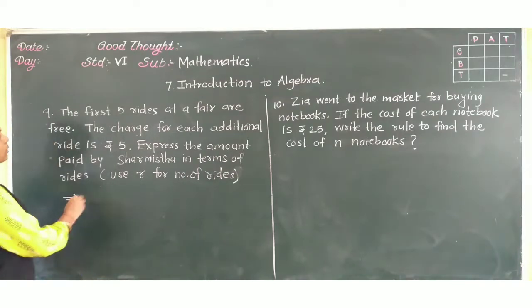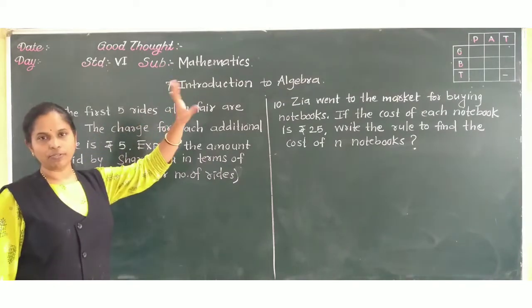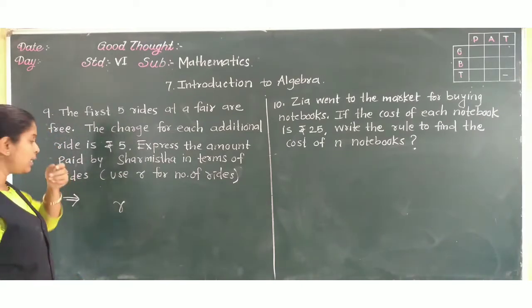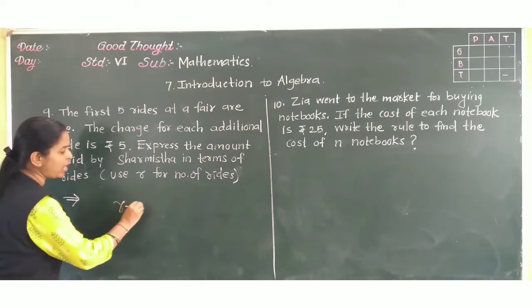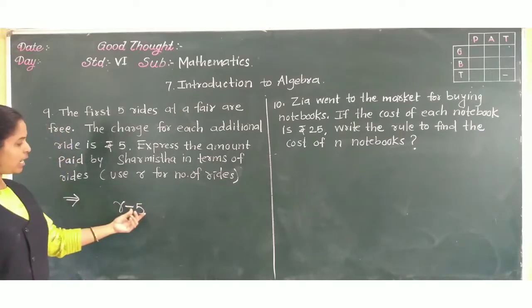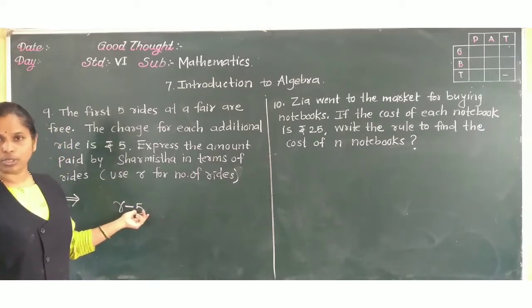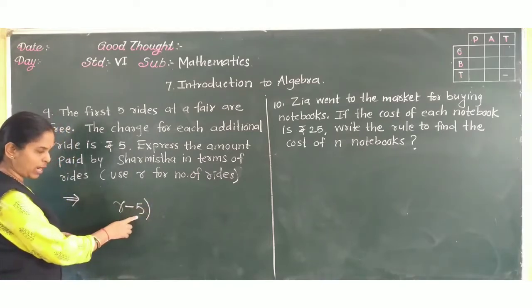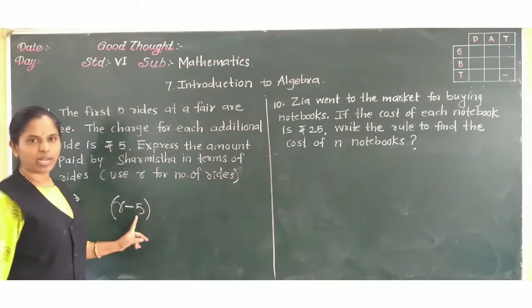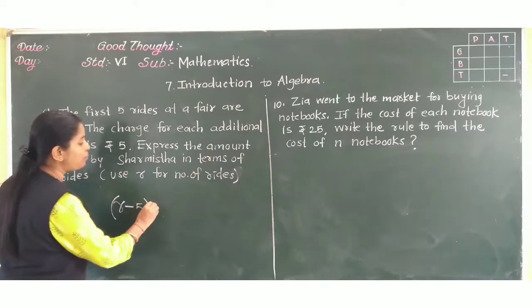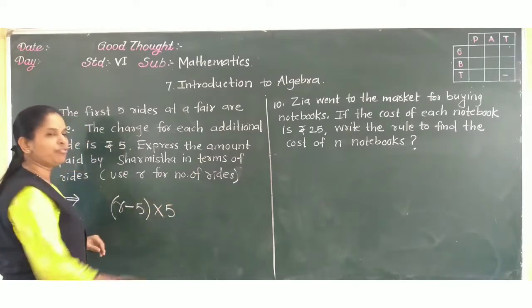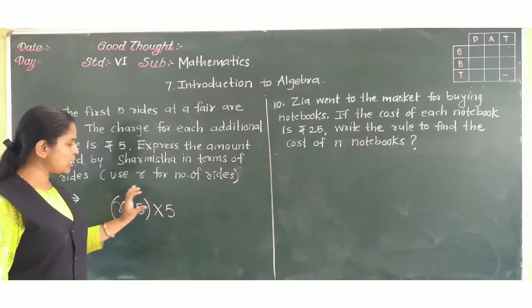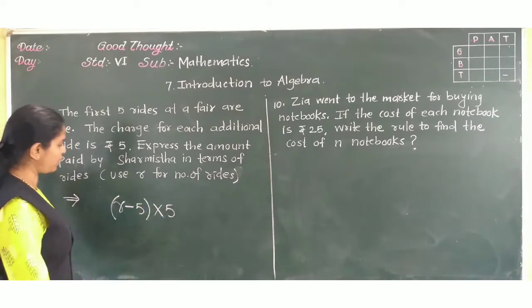Correct? And the first 5 rides are free. So from whatever number of rides, we have to subtract 5, because we are not going to take money for those rides. We don't have to pay. So from whatever number of rides, subtract 5, and per ride what is the charge? 5 rupees. So how to express this rule? R minus 5 into 5.